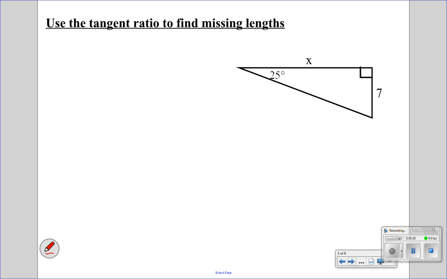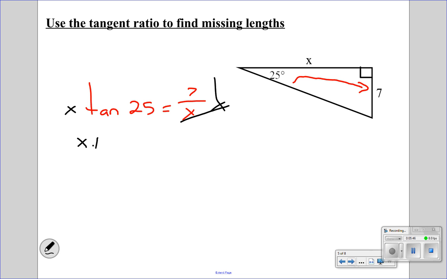All right, once again, we're going to use our tangent ratio to find our missing length. So the angle that we have is 25 degrees. So the tangent of 25, now our opposite side is 7. So this equals 7 over x. Now, in order to solve for x, we need to get x in the numerator and by itself. Currently, x is in the denominator. So what we have to do is multiply both sides by x. Our x's cancel out. We have x times the tangent of 25 equals 7.